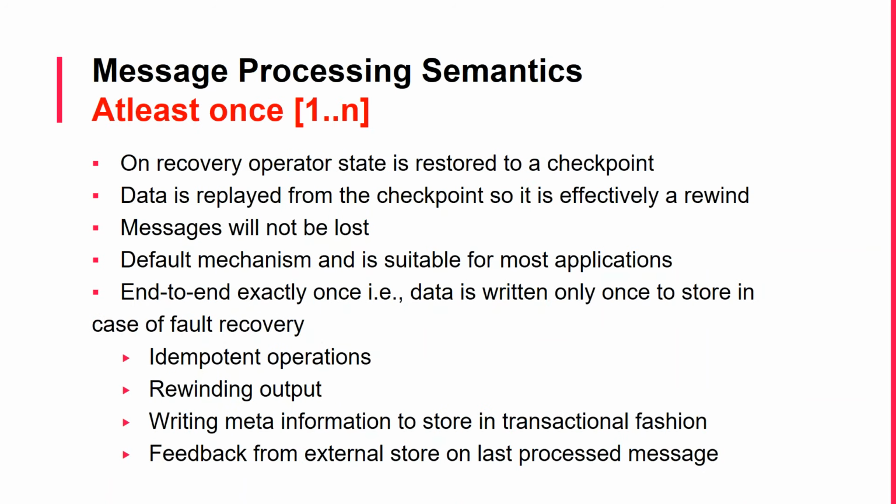Okay, so processing semantics. Like I mentioned, when an operator fails and it's recovered, it restarts at an earlier checkpoint and it gets data in the immediate window after the checkpoint, which means it's actually a rewind. So your operator is going back a little bit and it's getting data from that point. So this is called at least once. Not that it got the same data again in the same run, but on a recovery. No messages are lost, but it still doesn't solve the duplicate problem, I'll come to that.